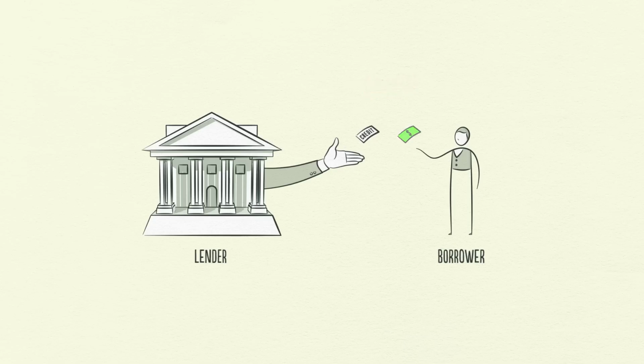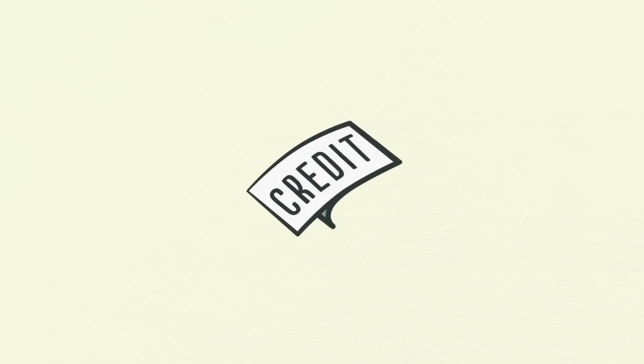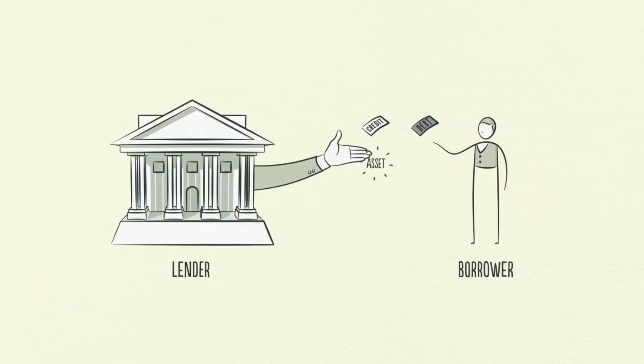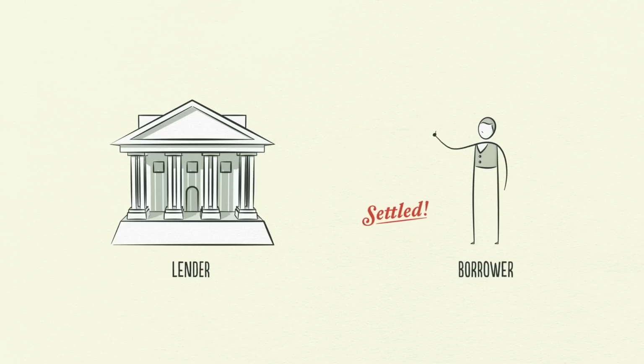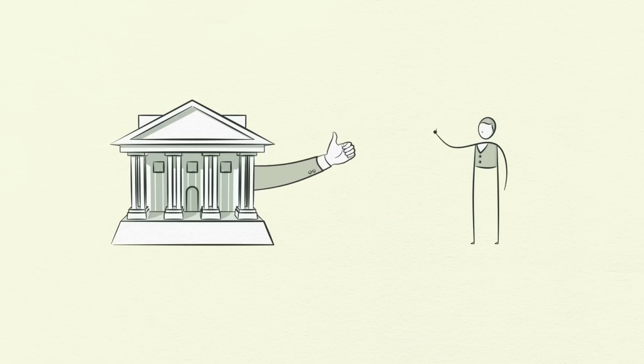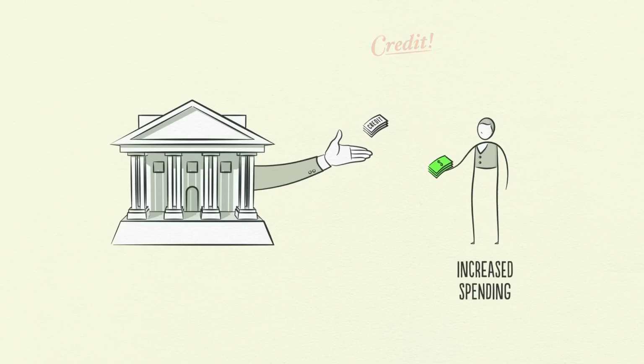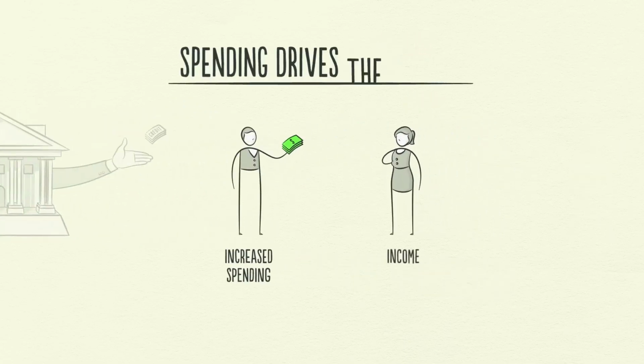That seems simple enough, but credit is tricky because it has different names. As soon as credit is created, it immediately turns into debt. Debt is both an asset to the lender and a liability to the borrower. In the future, when the borrower repays the loan plus interest, the asset and the liability disappear and the transaction is settled. So why is credit so important? Because when a borrower receives credit, he is able to increase his spending. And remember, spending drives the economy.